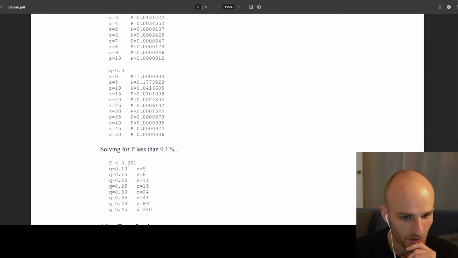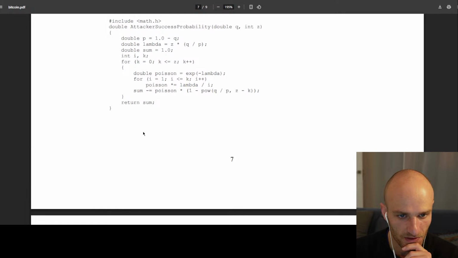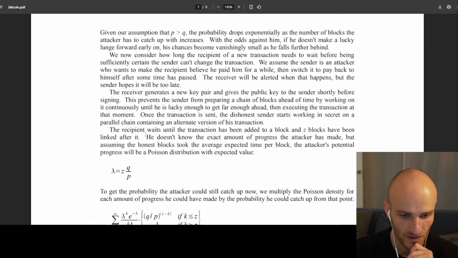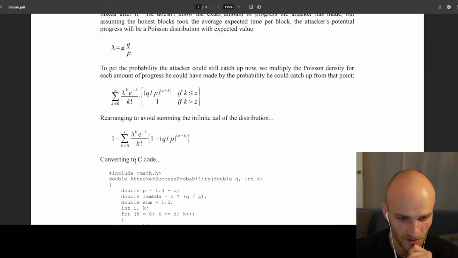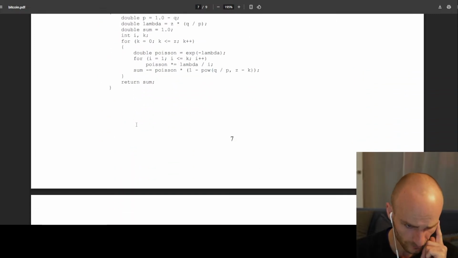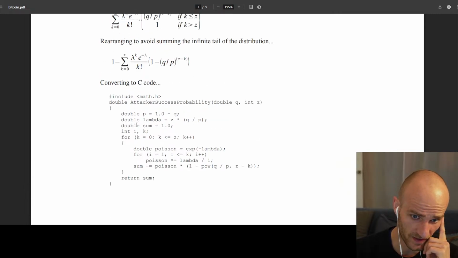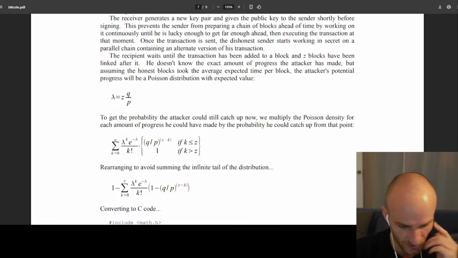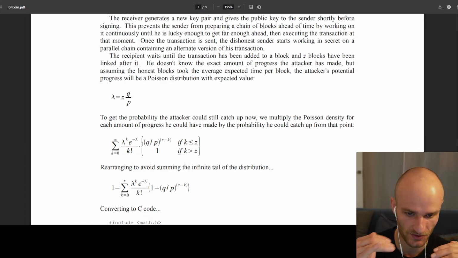Okay, so here we had a lot of mathematical considerations saying that, basically in few words, the more blocks have already been created in the chain, the less probable it is that the attacker will be able to catch up. Therefore, when you receive a transaction, you will need to wait not only for confirmations, but for some blocks to be built on it.